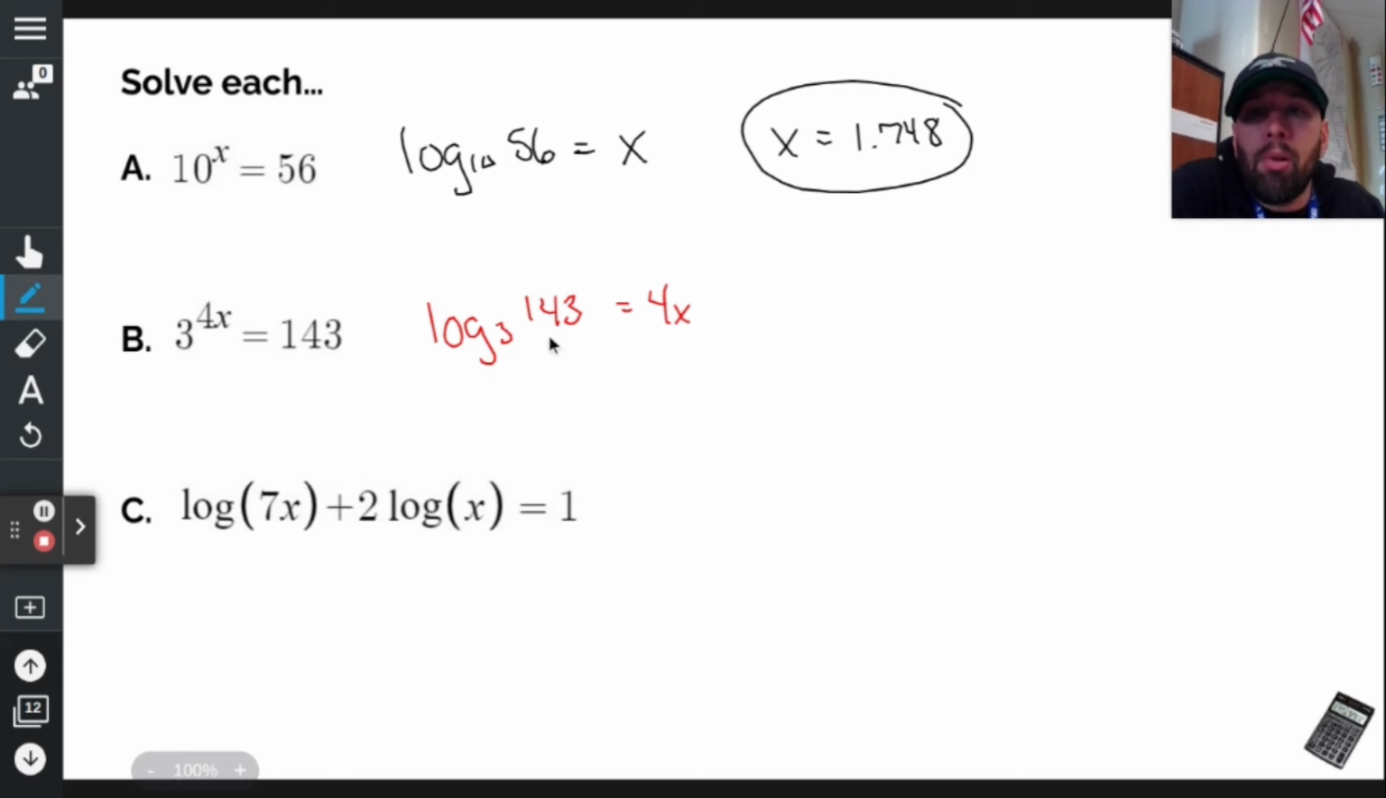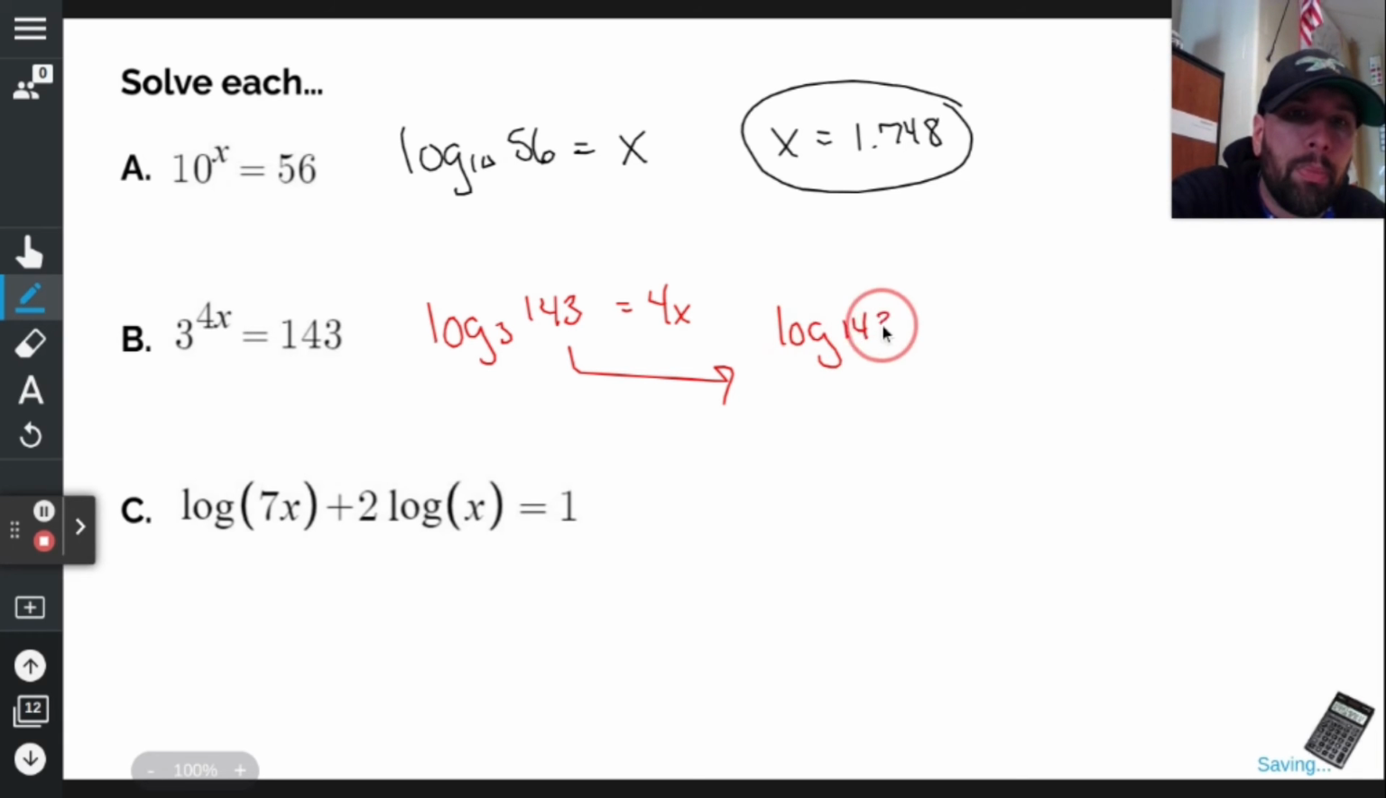Now, I can't plug that in my calculator, but you know what I could use? The change of base formula. The change of base formula says log base b of stuff is the same thing as log of stuff over log of base.